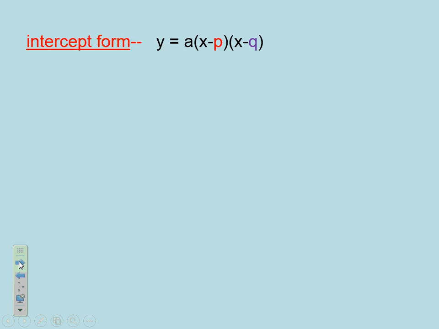All right, here we go. Our next and last form of graphing today is going to be intercept form. So when we graph using intercept form, it's going to look like this. Make sure you guys write all this down, okay? Y equals A times the quantity X minus P times the quantity X minus Q. My x-intercepts are going to be P and Q.